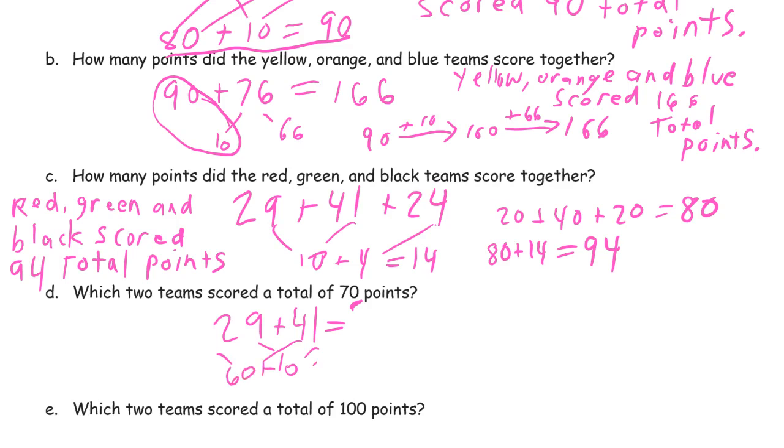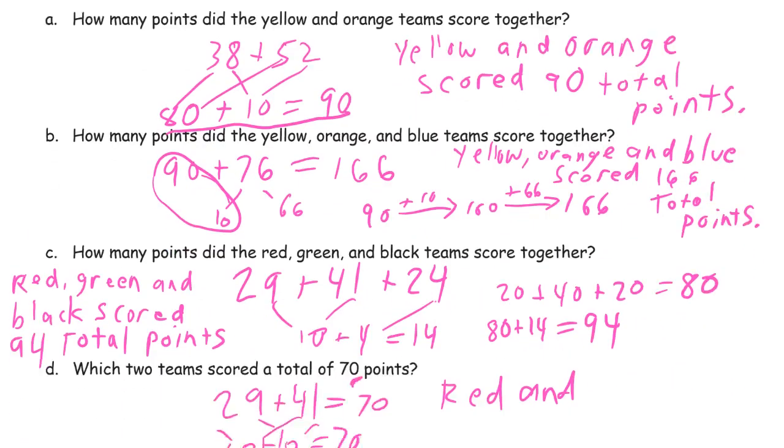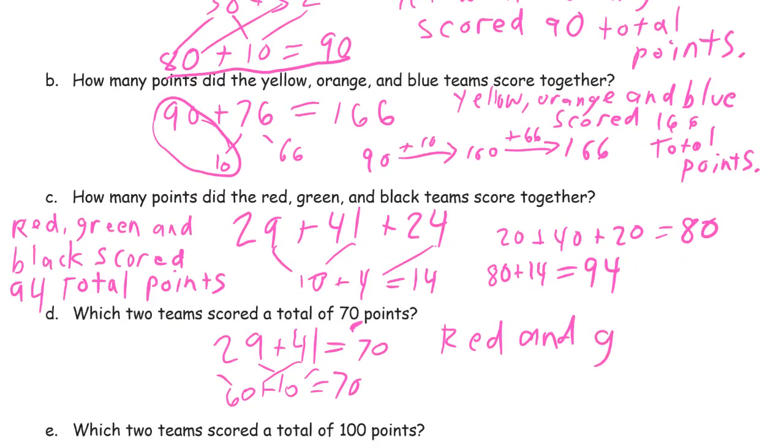Sixty plus 10 equals 70. Red and was red and green, right? Yep. Red and green scored 70 points together, or total.